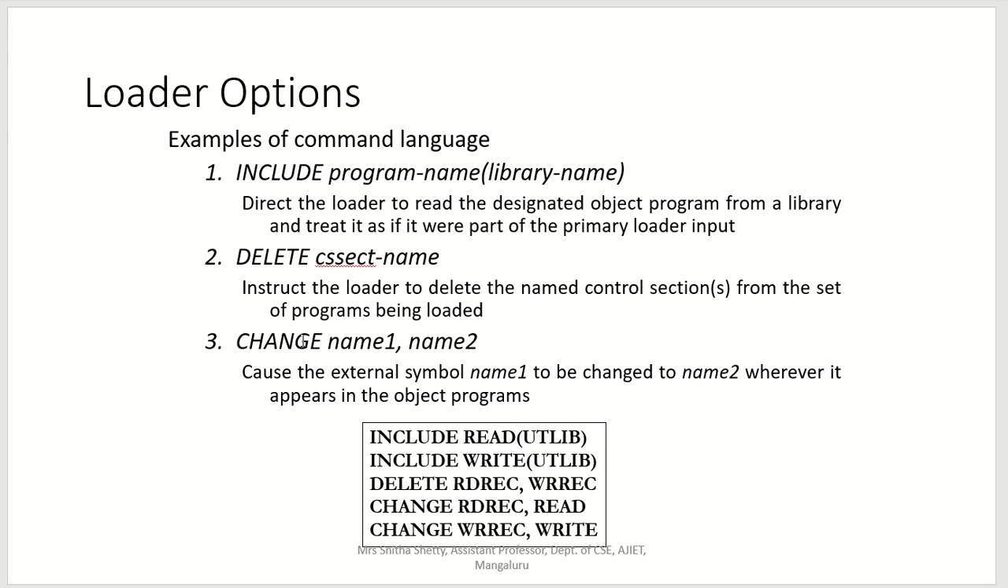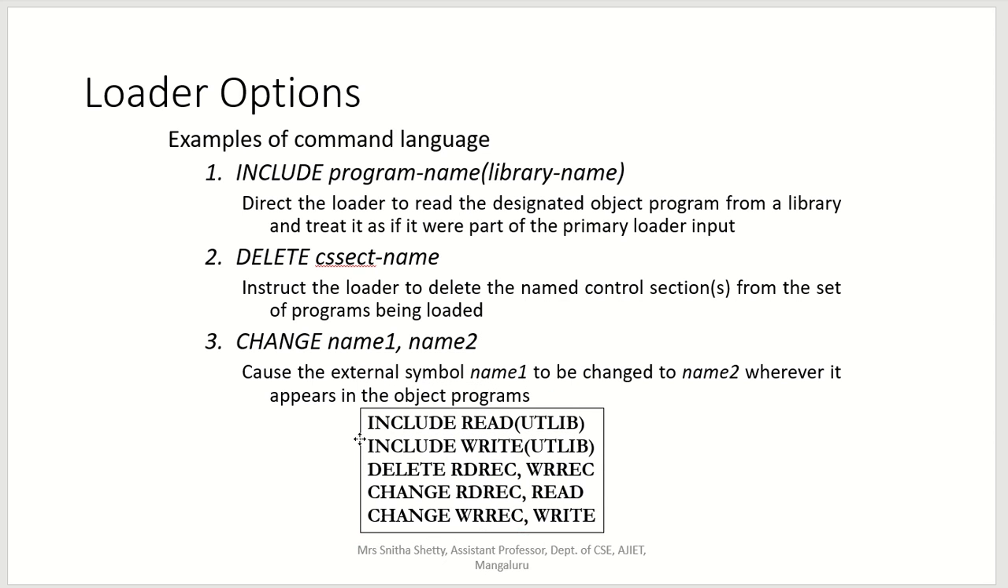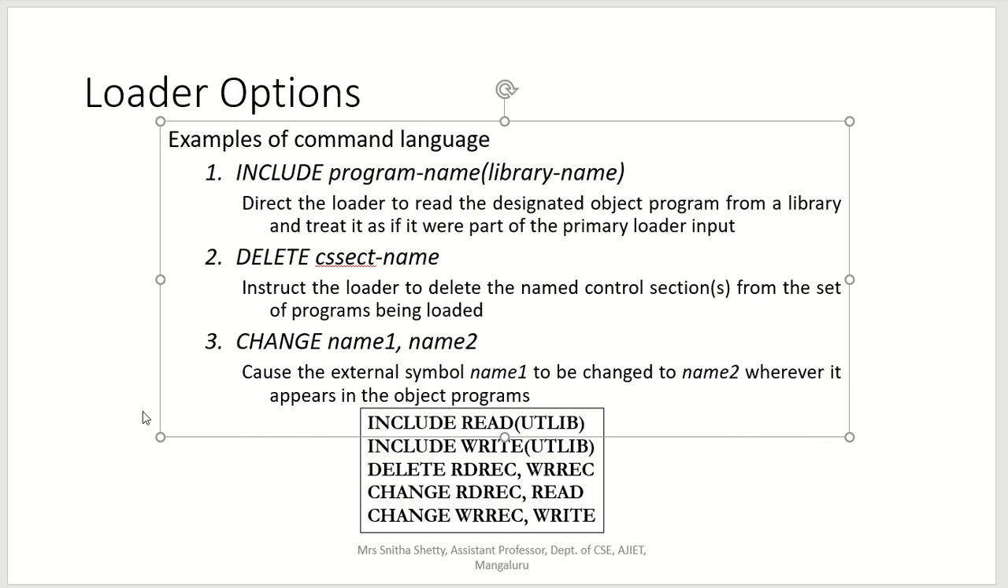If you want to change the name of a record, the syntax is change name1 comma name2. It causes the external symbol name1 to be changed to name2 wherever it appears in the object program. You can look at the example here: change read record comma read. So this is how it works. The first three loader options are include, delete, and change.